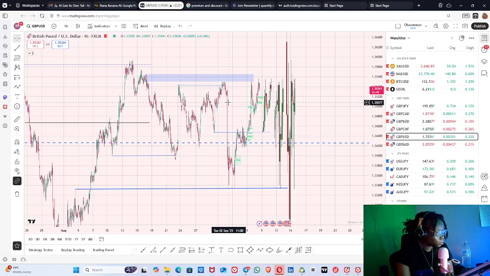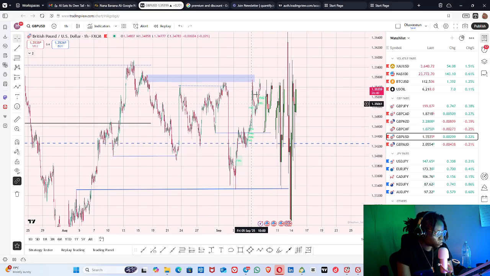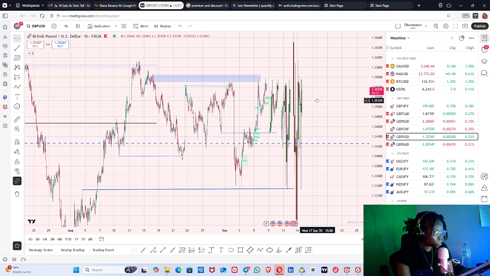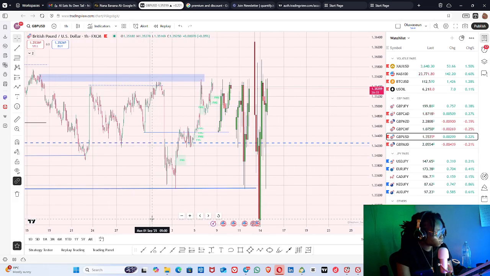But I didn't actually take it seriously. I had this entry last week, but I didn't take it seriously. So price actually reacted from that zone a little bit. It came down. I discovered that when the market opened yesterday, there were gaps in the market.